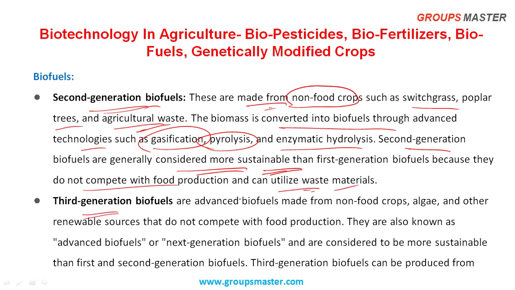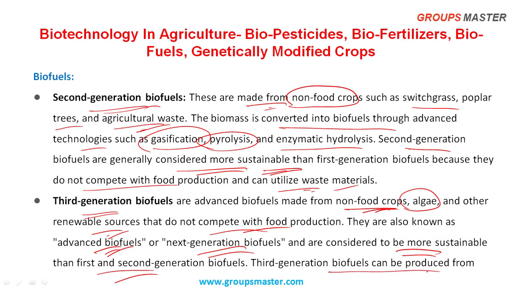Next comes third generation biofuels. These are advanced biofuels made from non-food crops such as algae and other renewable sources that do not compete with food production. They are also known as advanced biofuels or next generation biofuels and are considered to be more sustainable than first and second generation biofuels.